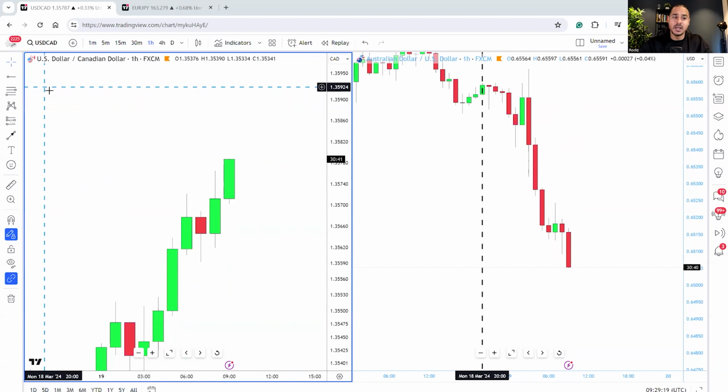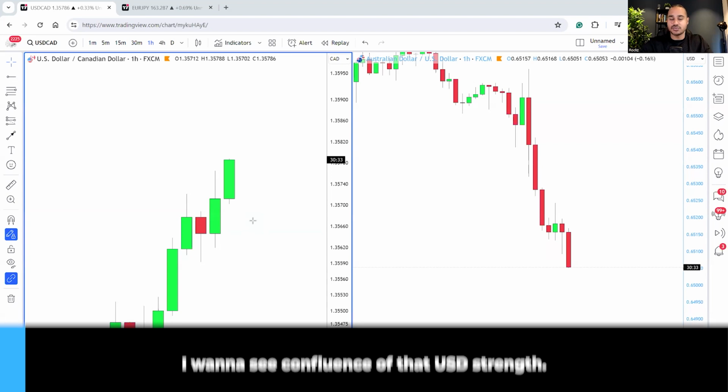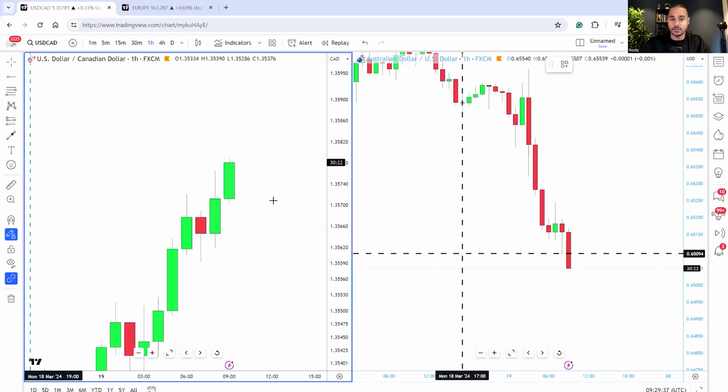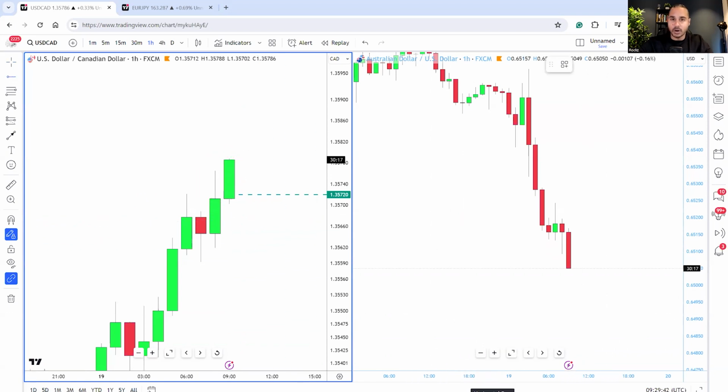So with that being said, I'm aware that the dollar is strong. Now, that being said, I want to see confluence of that USD strength. So when I'm looking at USD CAD, for instance, and I want to take a buy based on the fact that I believe the market's going to continue bullish, what I want to be seeing is that same confluence lining up with Aussie dollar USD. So let's say now this is where I want to enter my trade, and this is the current market. Okay, this is not replay mode. This is the current market.